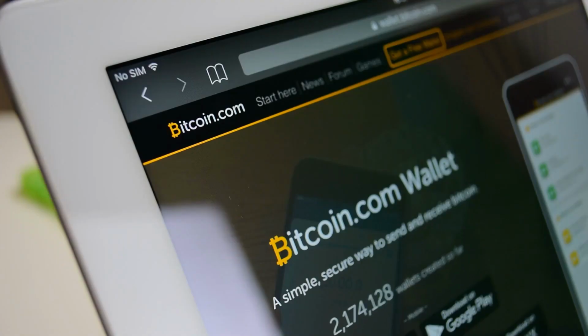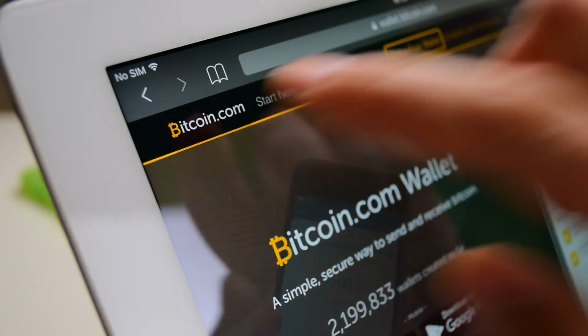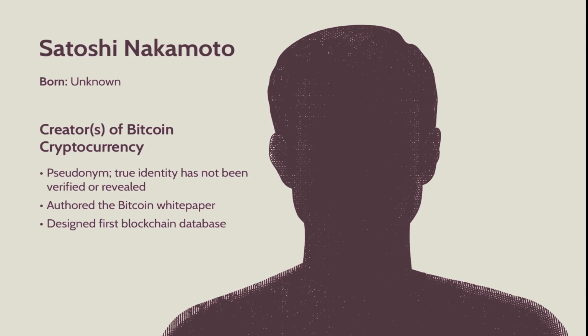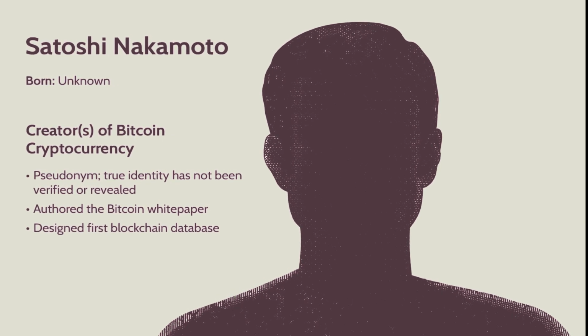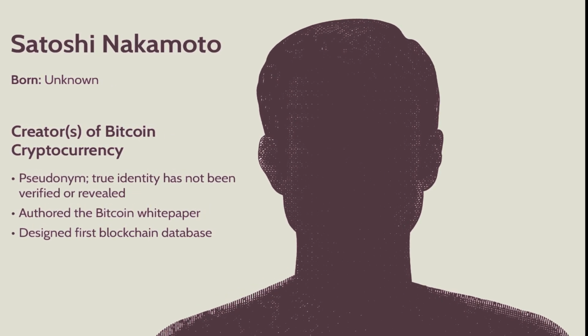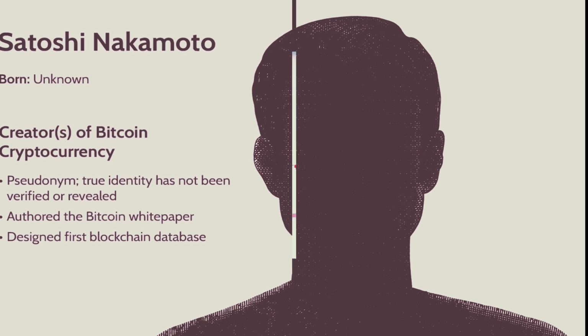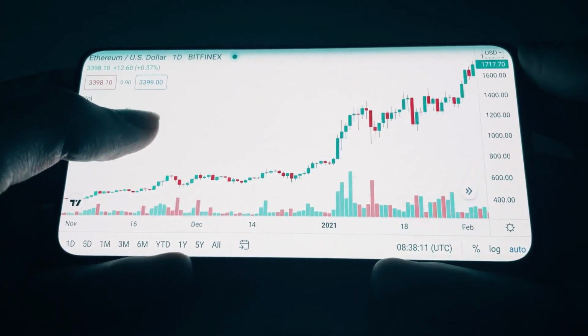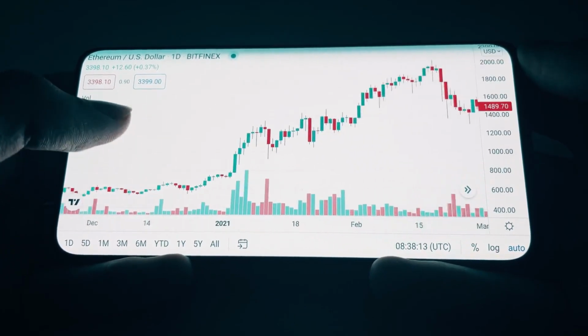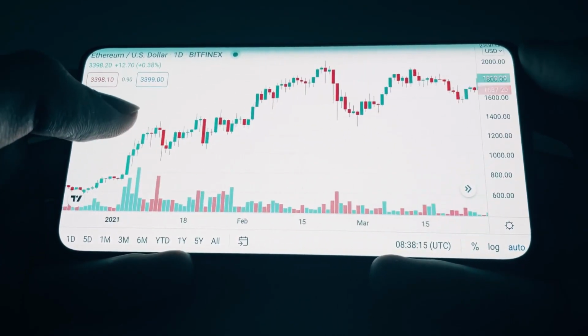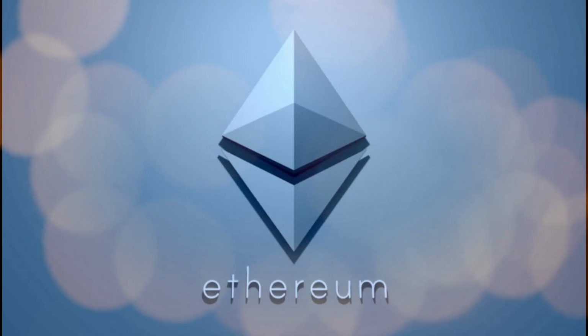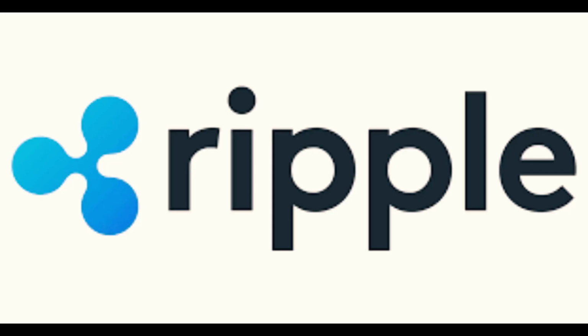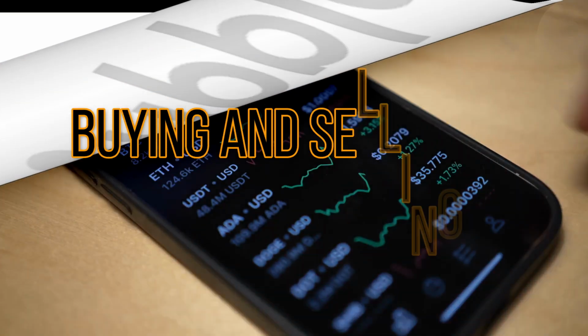Also, as mentioned earlier, you've probably heard about Bitcoin, the most popular cryptocurrency. It was founded in 2009 by Satoshi Nakamoto, widely thought to be a pseudonym of someone or some group of people whose identity remained confidential. To give you an overview, here are some of the best-known cryptocurrencies. Besides Bitcoin, there's also Ethereum, Litecoin, Ripple, and a lot more.